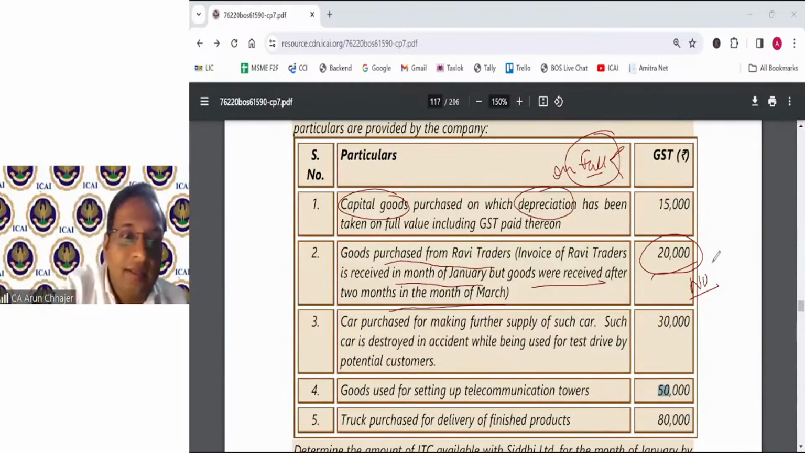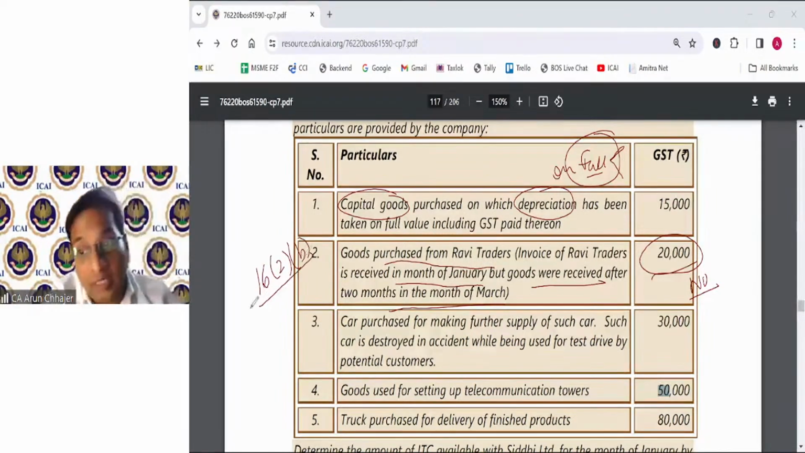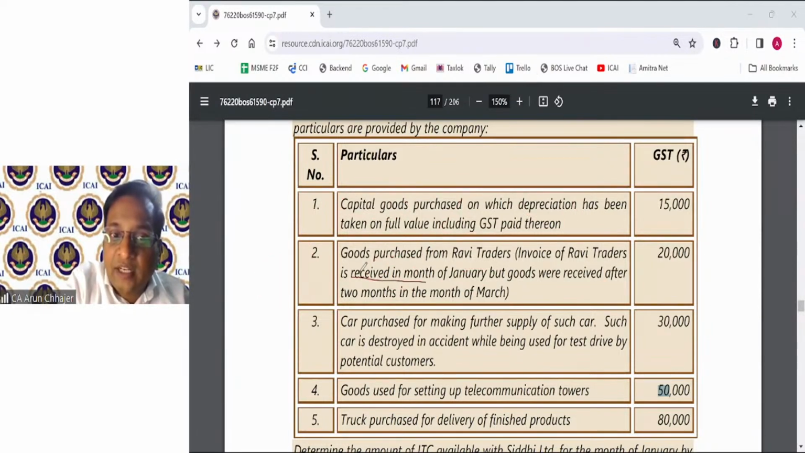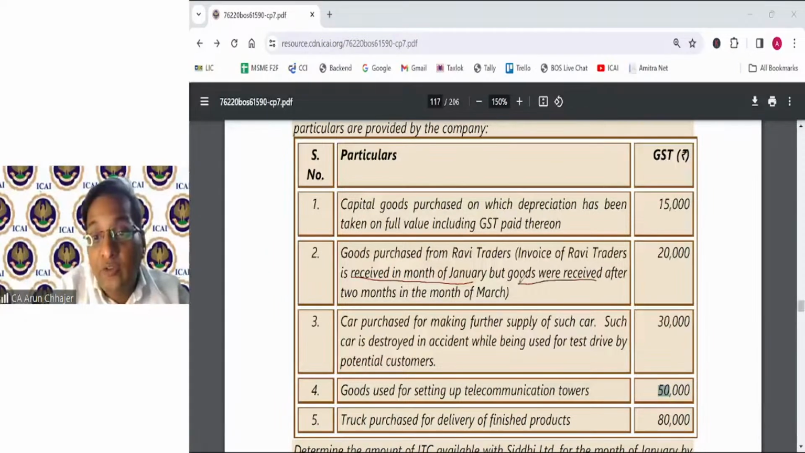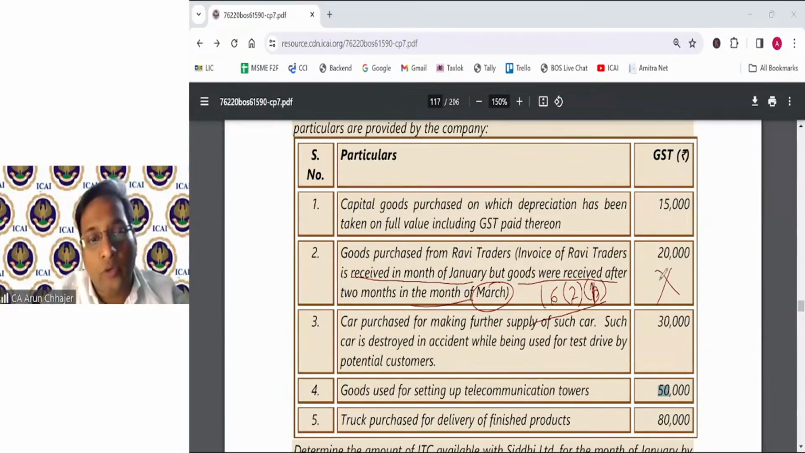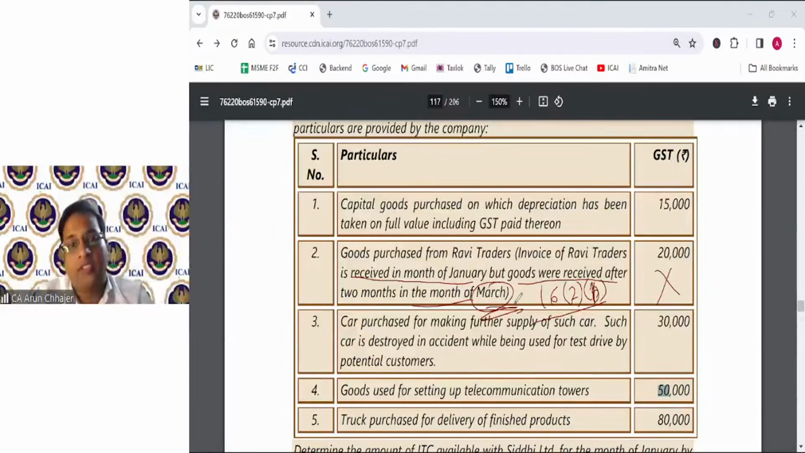Go to Section 16 subsection 2 clause B, where we have talked about goods or services being received. If you receive the invoice, you have satisfied the condition of clause A of 16.2. But if you receive the goods 2 months later, it means the condition of clause B is not satisfied. Therefore, you are not allowed to take the ITC in the month of January, but yes, you are allowed to take the ITC in the month of March.